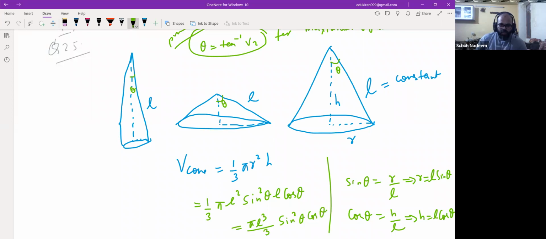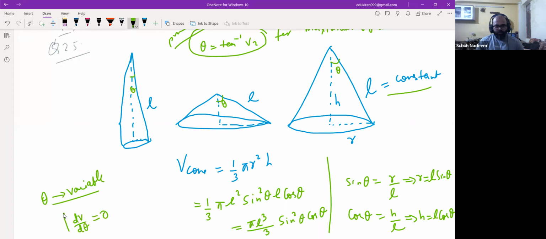Now, this volume of the cone basically is to be maximized and the variable here is theta. L is a constant. It is the given fixed slant height. So, theta is the variable. If you want to make this volume maximum, you will differentiate volume with respect to theta and equate it to 0. So, can you do that for this?